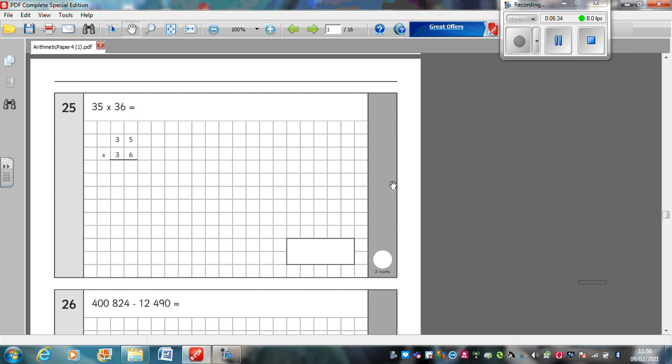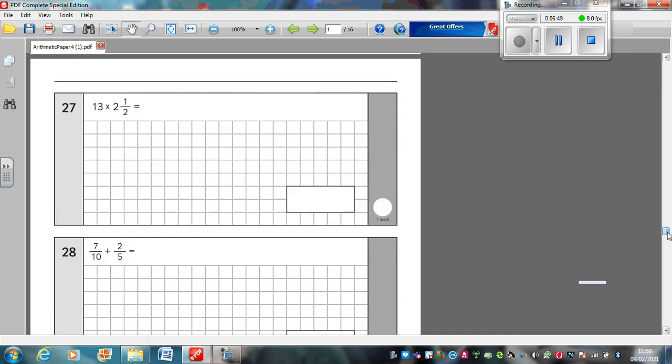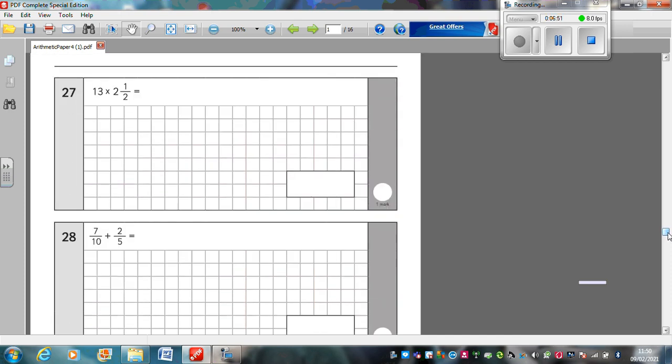Question 26. 400,824 take away 12,490. Looks like we might need to do some exchanging in that particular question. Question 27. 13 times 2.5. You could just do 13 times 2 and then add it to 13 times 1/2, which is the same as saying what is half of 13. I'll let you work the rest out.